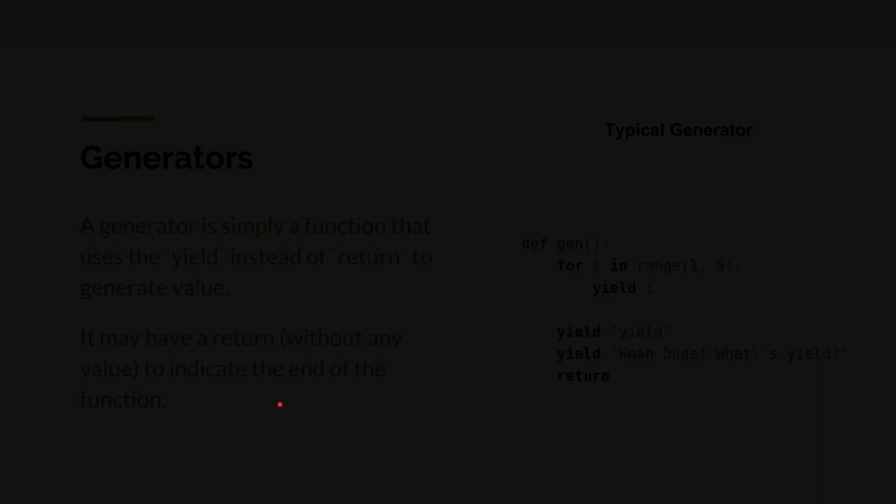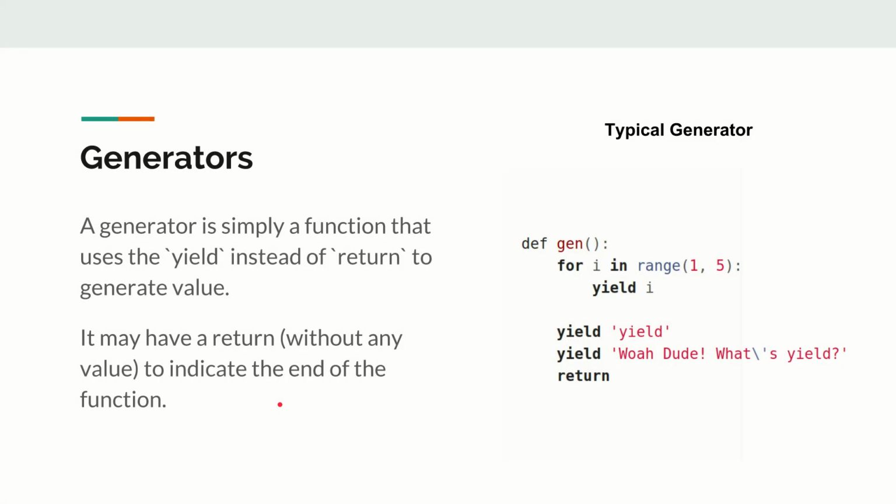Okay, so next up, let's look at a typical generator. Now here you can see that there is a yield statement which is returning the yield value, and there is one more yield statement, so you can have multiple yield statements. And when the generator first runs, this for loop gets executed. So over here the range is from 1 to 5, so this yield actually runs in the for loop again and again. And as you can see, you can have one return statement to indicate the end of the function. It's not necessary to have the return statement, but you can have it if you want.